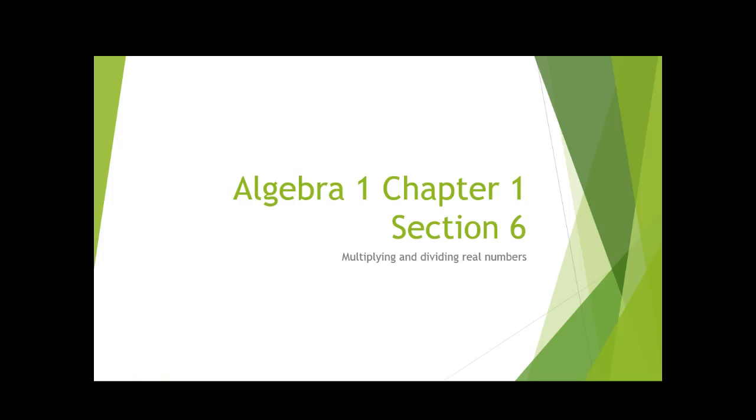In Chapter 1, Section 6, we'll be working with real numbers more by multiplying and dividing them. So we're going to be practicing a lot of multiplying and dividing positives and negatives. The key concepts are, if you're going to multiply or divide, it works for both operations, numbers with the same sign, the answer is always going to be positive.